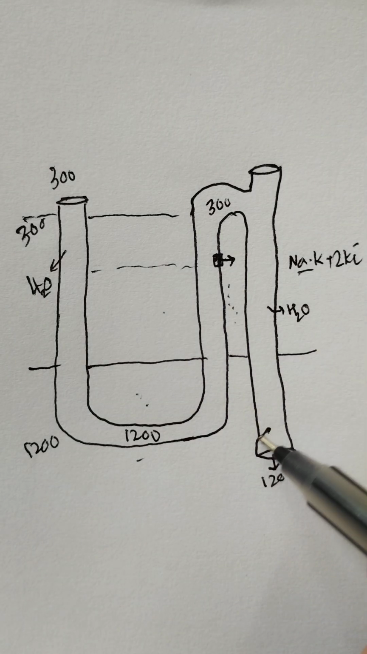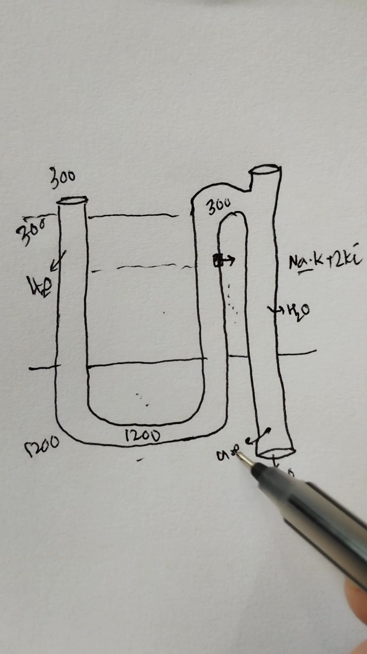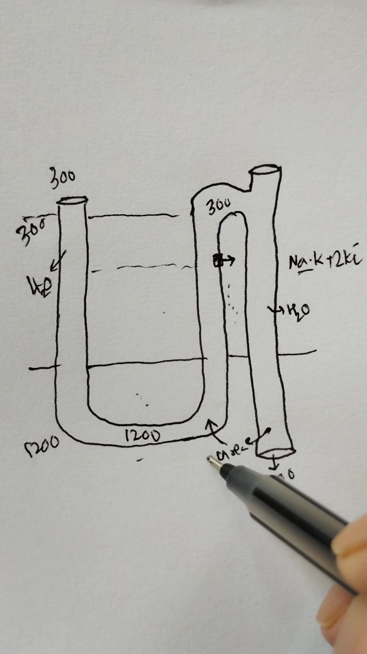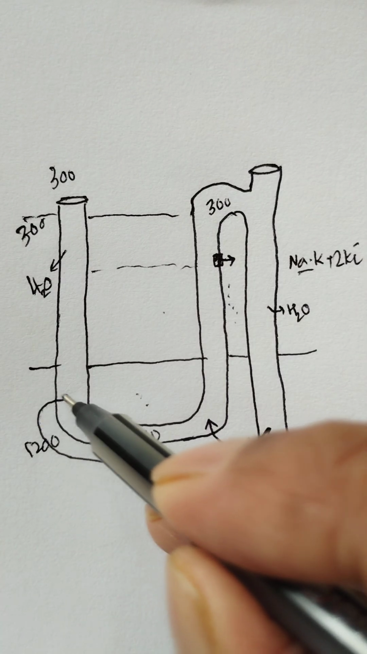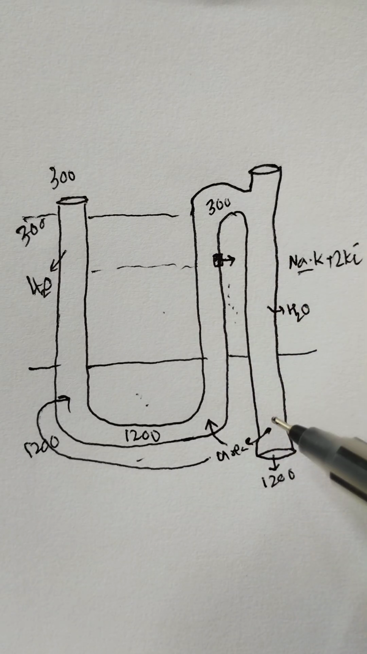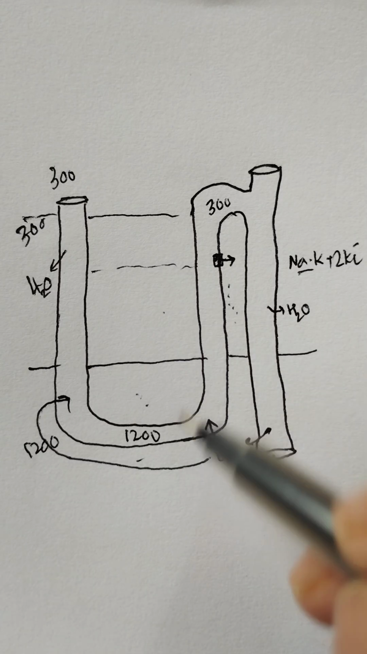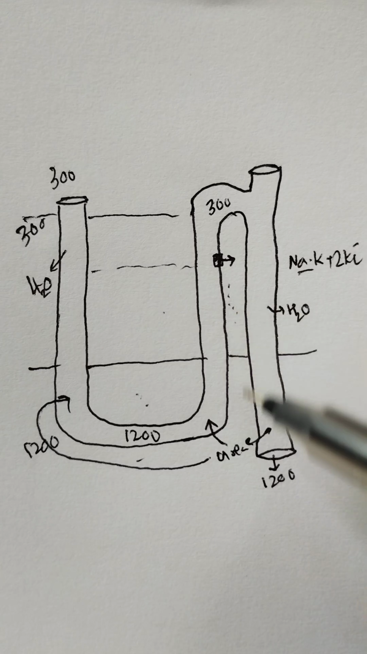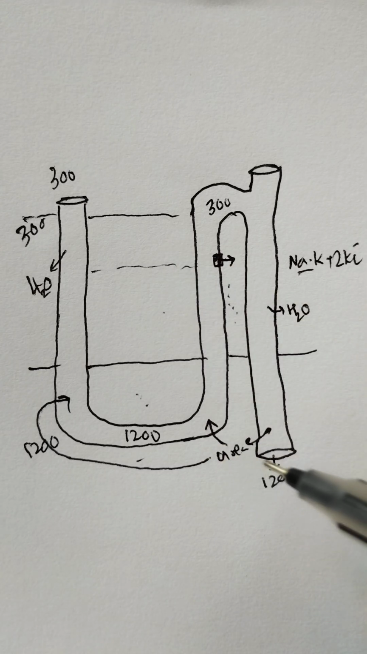Once urea is reabsorbed, it is going to be reabsorbed into the loop of Henle, even in the descending as well as ascending limb. And again, when it comes back to the collecting duct, it is reabsorbed, and again it is recirculated. So that is how urea also plays an important role in the maintenance of the osmotic gradient.